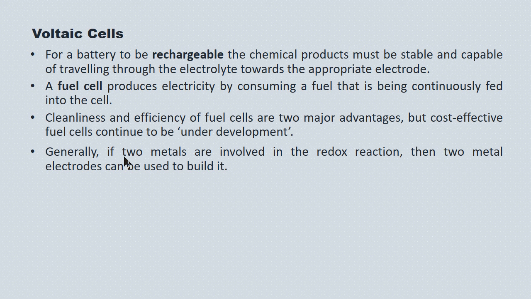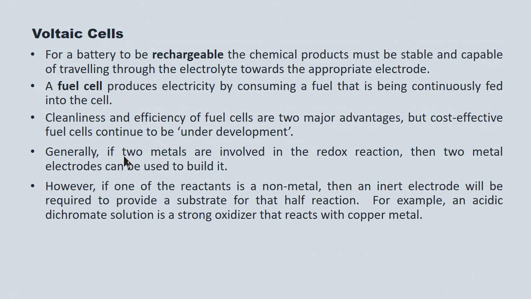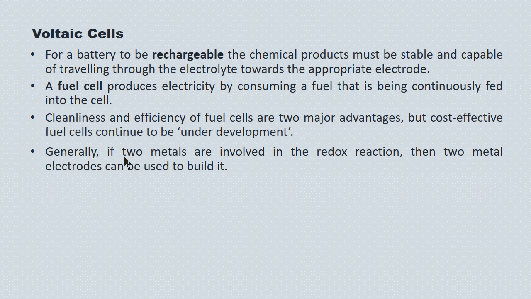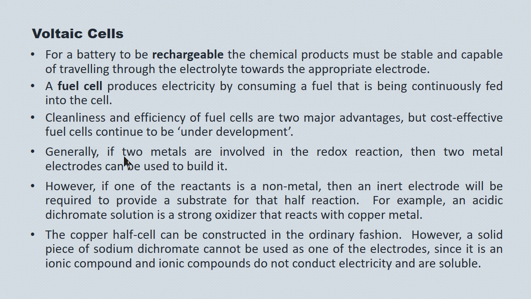Generally, if 2 metals are involved in a redox system, then you can use 2 metal electrodes. However, a lot of batteries use ionic compounds as their oxidizers. For example, an acidic dichromate solution is a strong oxidizer. The problem is you can't introduce solid, say, sodium dichromate as an electrode. It's an ionic compound in solid phase. It's a very poor conductor of electricity. And more importantly, it's soluble in water, so the electrode won't remain in solid form once you immerse it in the electrolyte.